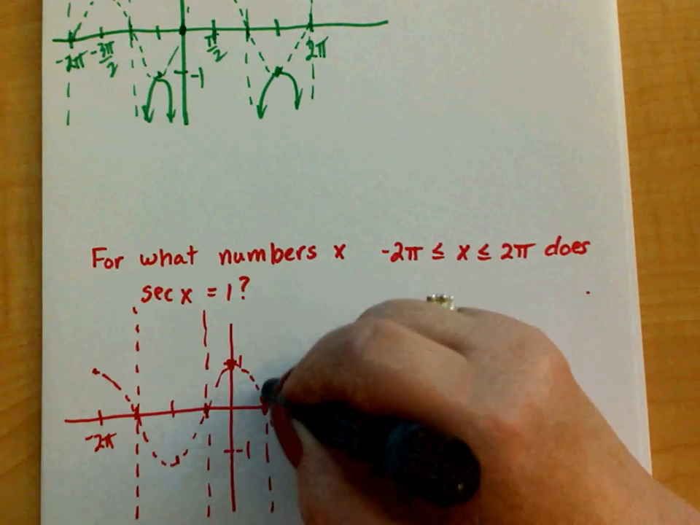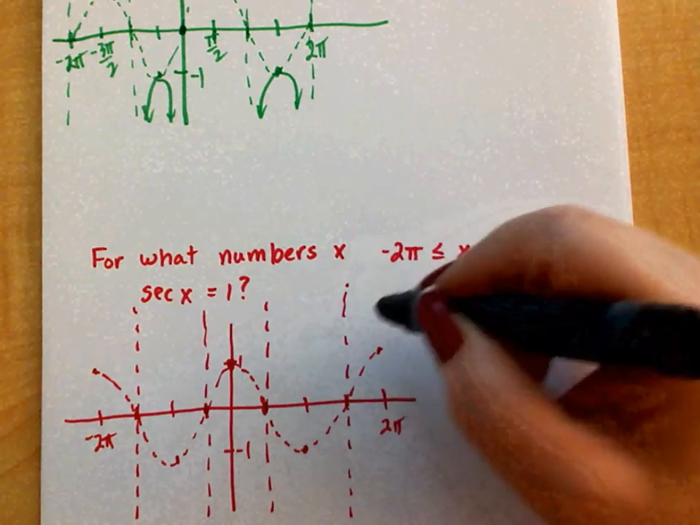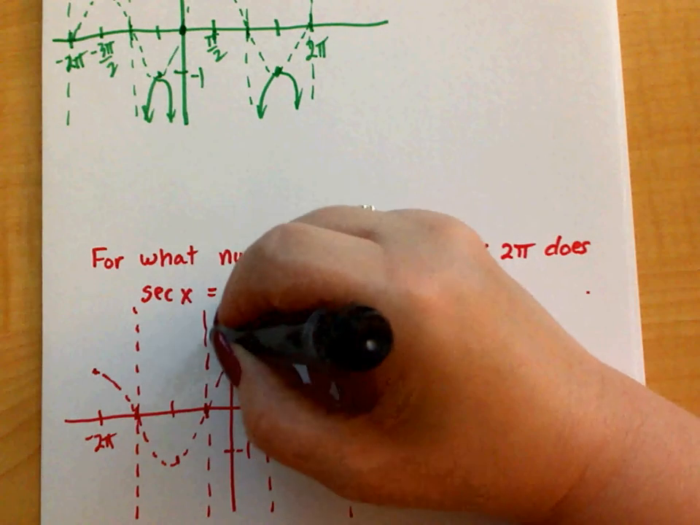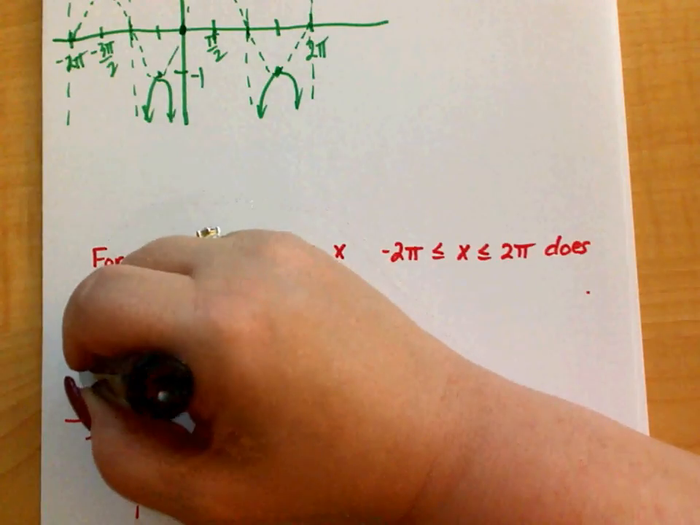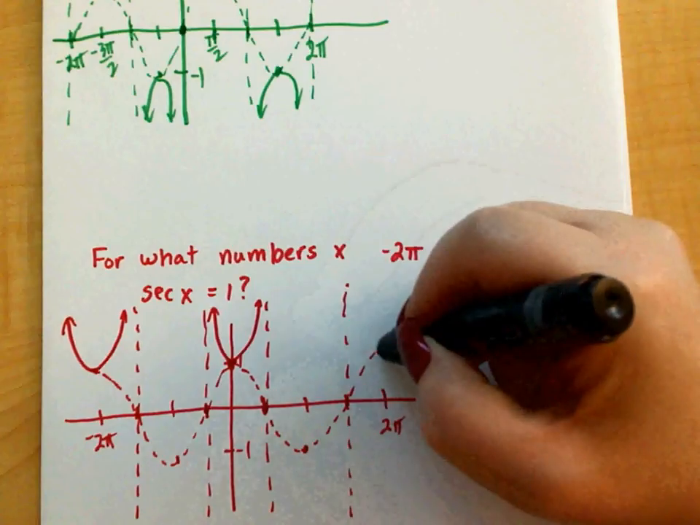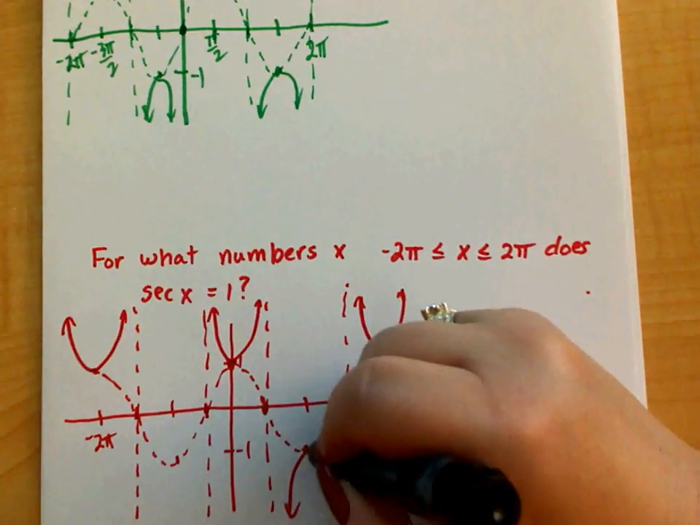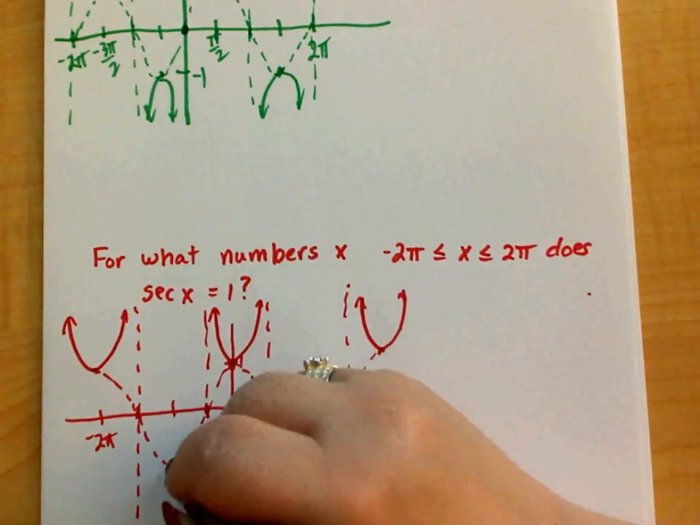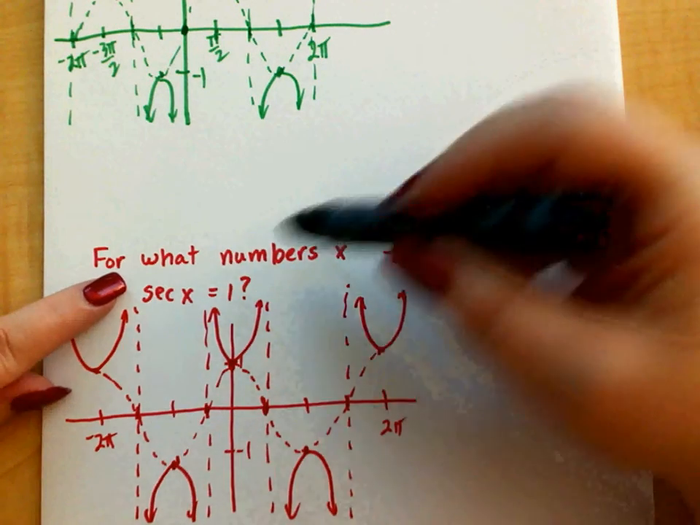We had another little video about describing where those vertical asymptotes occur. This just happens to be a different question, okay? It's asking us, where is secant equal to positive 1? So it says, for what numbers of x is secant of x equal to 1?